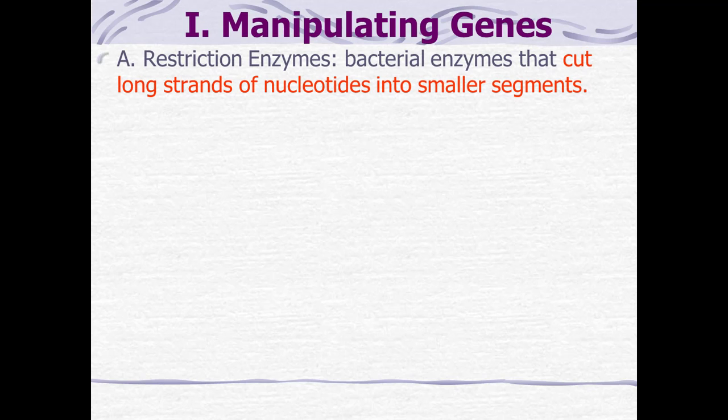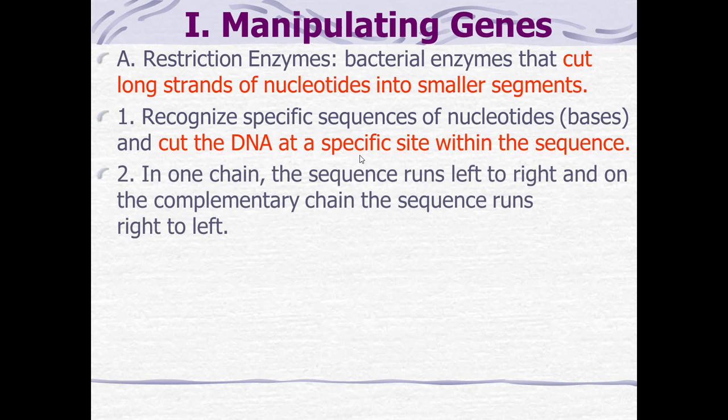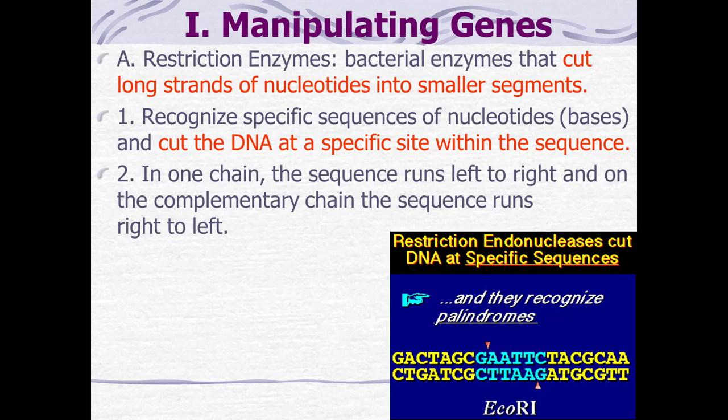A restriction enzyme is a bacterial enzyme that cuts long strands of nucleotides into smaller segments, which can help in the manipulation of DNA. They recognize a specific sequence of nucleotides and then cut the DNA at a specific site within the sequence. In one chain, the sequence runs left to right, and on the complementary chain, the sequence runs right to left, so 3 to 5 and 5 to 3. These are the restriction endonucleases that cut DNA at specific sequences, and they recognize palindromes.